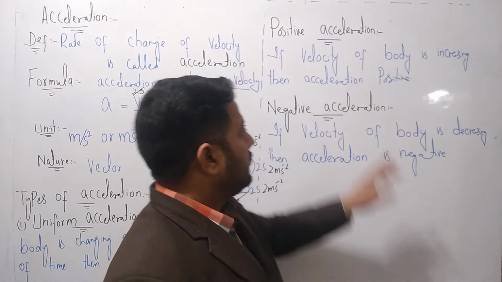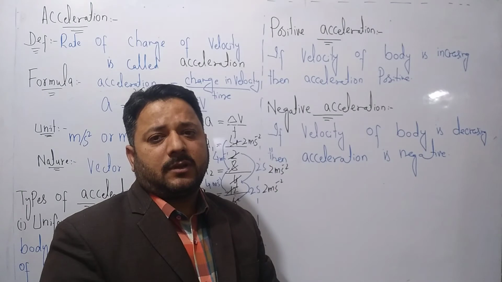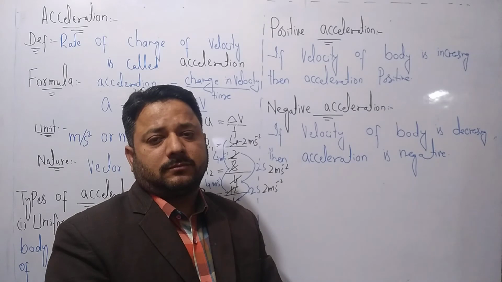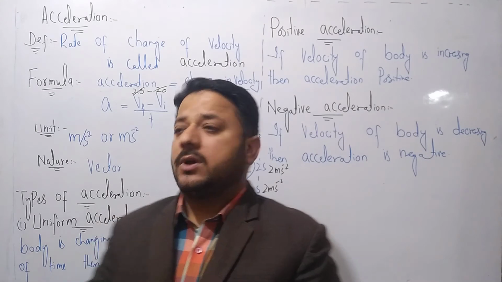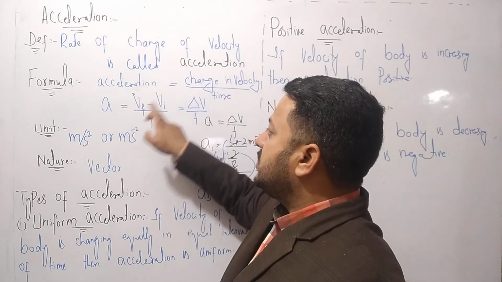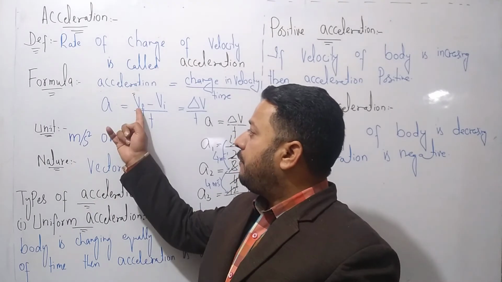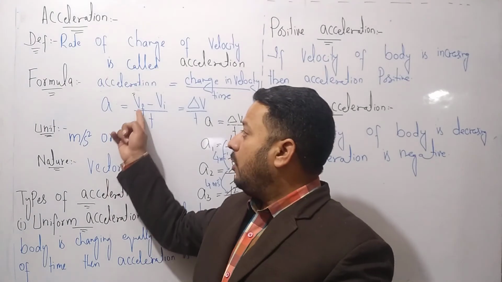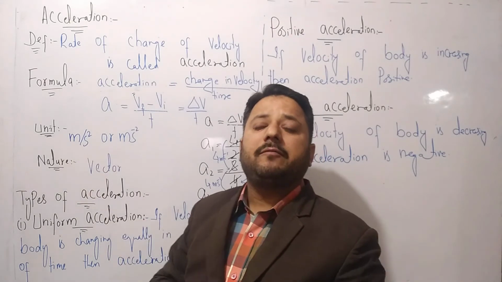Then next, positive acceleration. Whenever velocity is increasing, then acceleration is positive. Why? Because mathematically we will get a positive value. Students, the formula for acceleration is final velocity minus initial velocity over time. If velocity is increasing, then the final value will be higher than the initial value. So this value will be more than this value, and automatically we will get a positive answer.